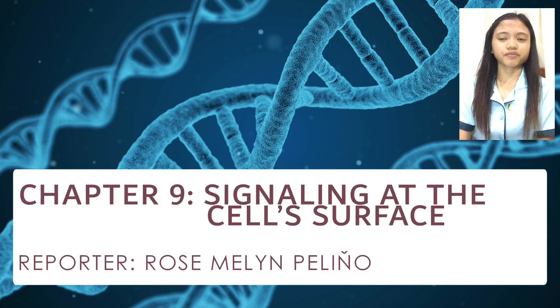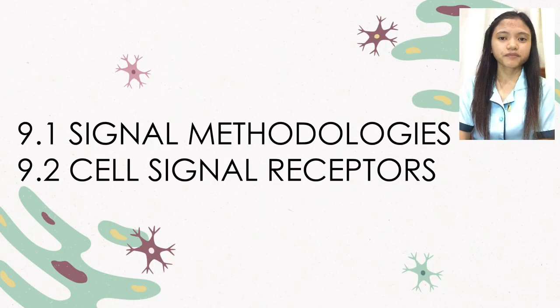So, we are now in Chapter 9, which is about signaling at the cell surface. Under the chapter, I have here two subtopics, which are signal methodologies and then cell signal receptors.